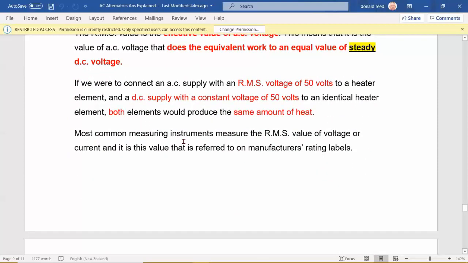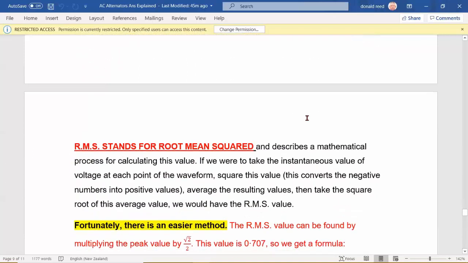Now, most common measuring instruments measure the RMS value of voltage or current, and it is this value that is referred to on manufacturers' rating labels. Now, all our meters are calibrated to reflect the RMS value. But in actual fact, the value is higher. How much higher? We'll find out now.